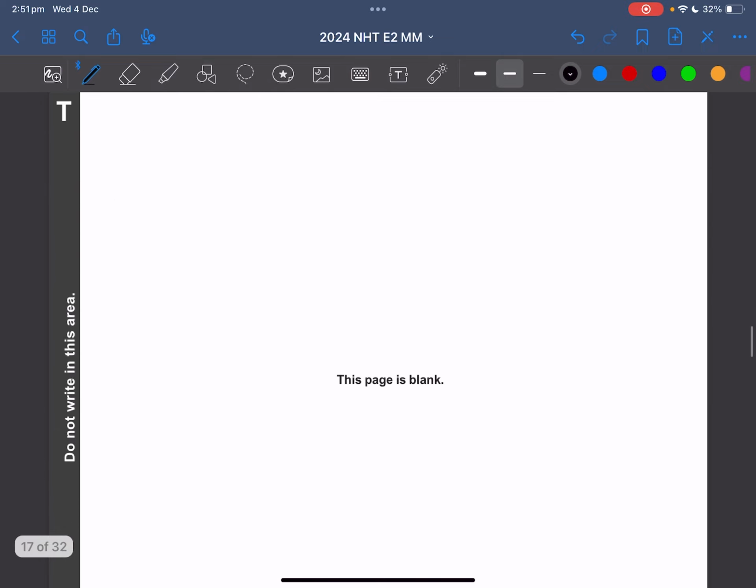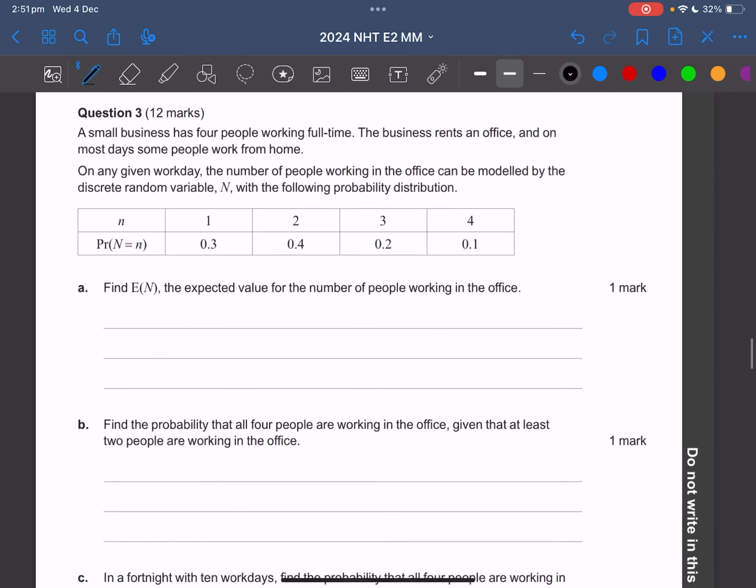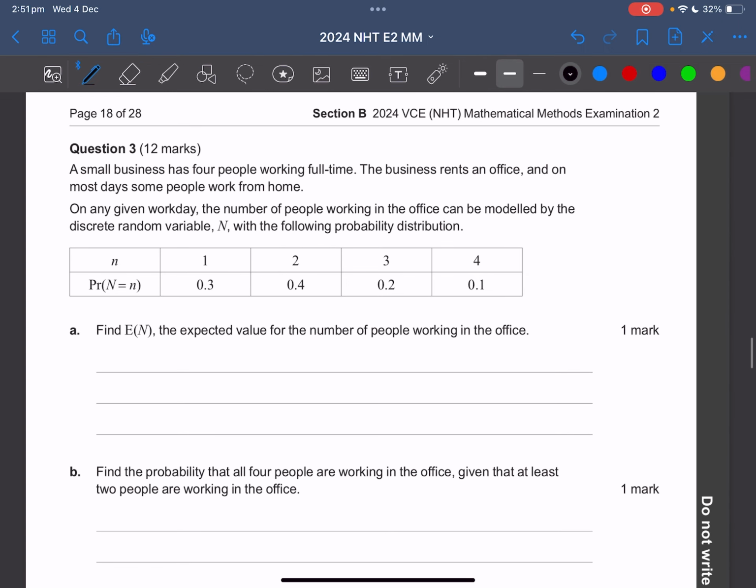Next page. Oh, blank. Okay. Alright, here we go. So question 3. A small business has 4 people working full-time. The business rents an office, and on most days some people work from home. Fair enough. On any given workday, the number of people working in the office can be modeled by the discrete random variable n with the following probability distribution. Find E(n), the expected value for the number of people working in the office.